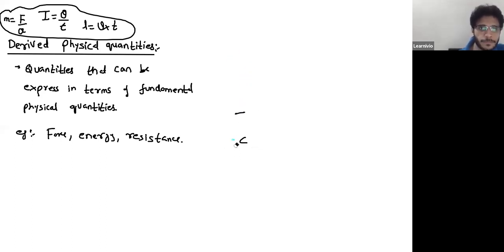So what have you written there? L is equal to V into T. Distance is speed into time. So what is L? Length. Length is velocity into time.